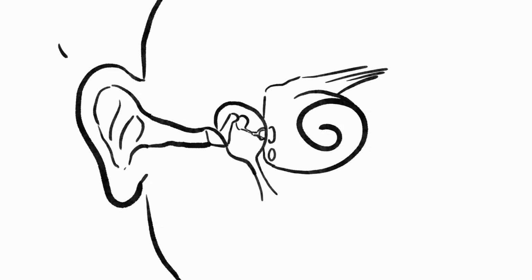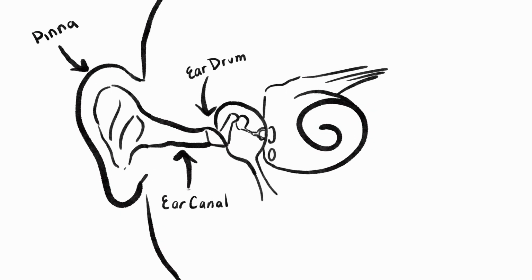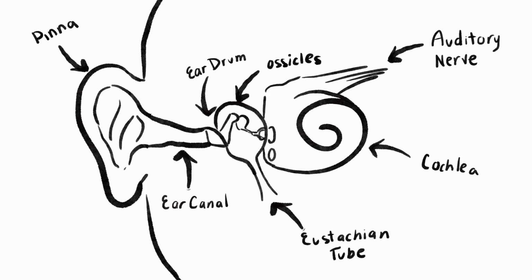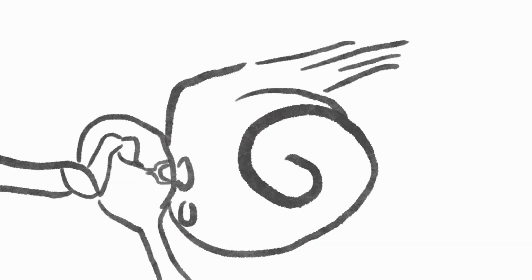We got some parts that we need to clarify. We have the pinna, the ear canal, the eardrum, the ossicles, the eustachian tube, and the cochlea and the auditory nerve. We're going to talk about the cochlea for a second, because if you unravel the cochlea, then we have some parts there as well.